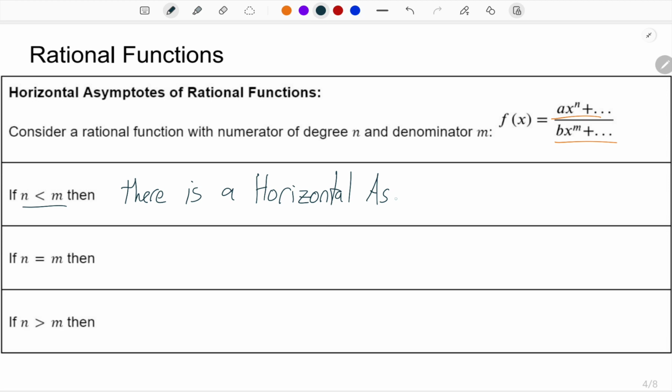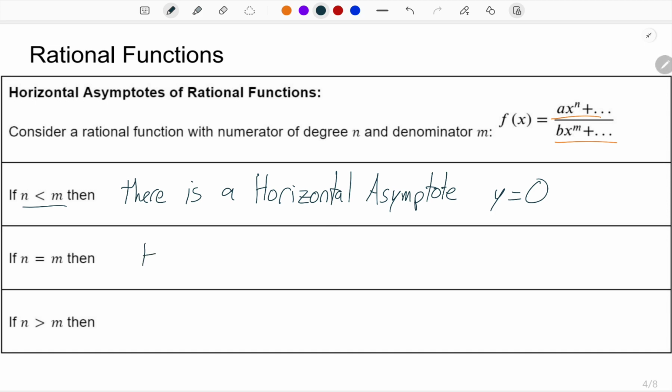Not only that, if the numerator is smaller, it basically means the denominator is dominating the behavior. So you have some small number over a really large number, and something small divided by something really big is going to take you to 0.